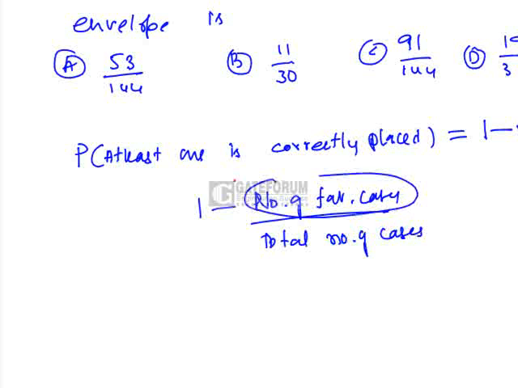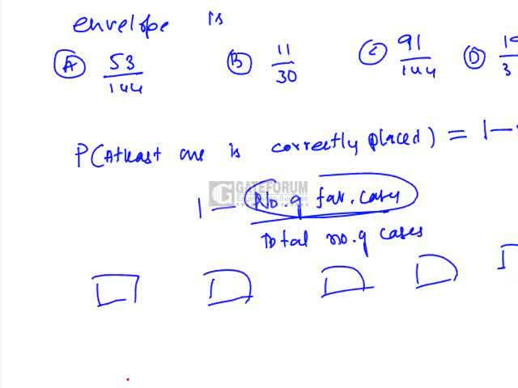Let us look into the number of favorable cases. Here, favorable cases is nothing but there are 5 envelopes and we have to place 5 letters such that no letter is in the correct place. So it is nothing but derangements. So we know the formula for derangements.